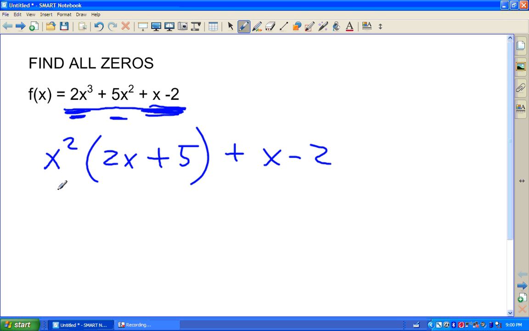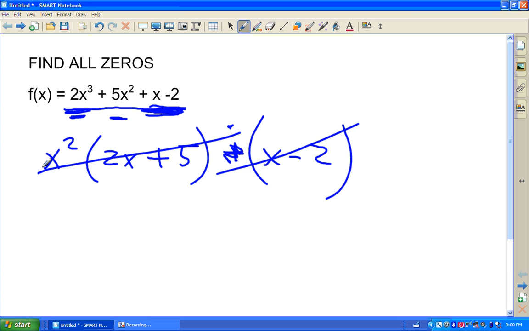So this doesn't help me. Factoring by grouping will not help me find zeros because of this plus sign. If this was a group on its own and this was a multiplication sign instead, that would have worked. But this whole situation isn't going to work. Okay, so what do we do then? Well, we've got to look at the graph and figure out what we can do.